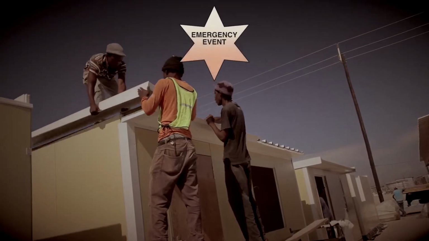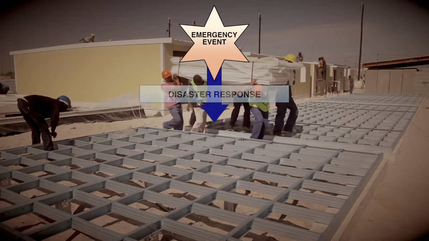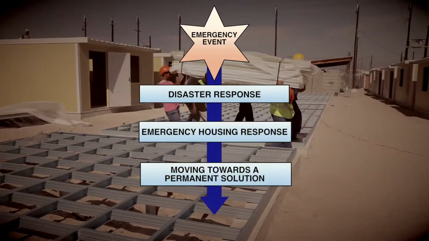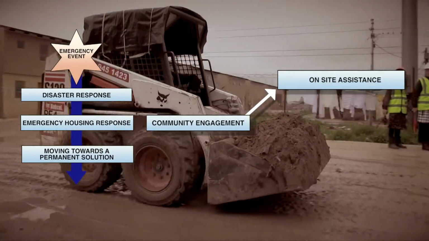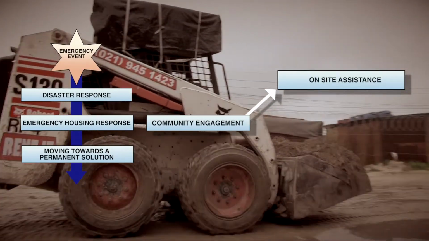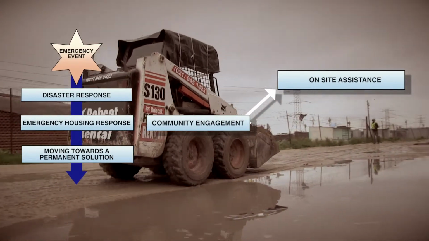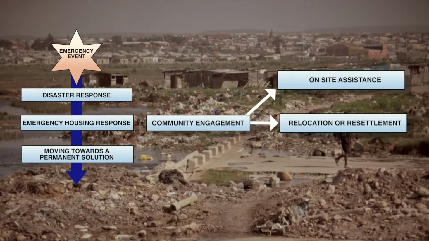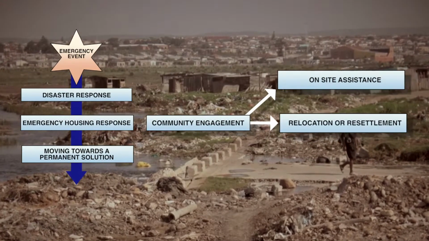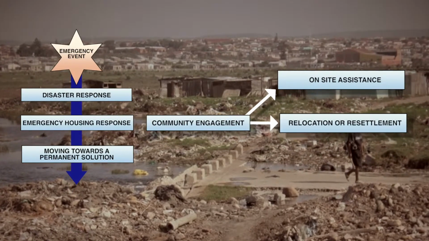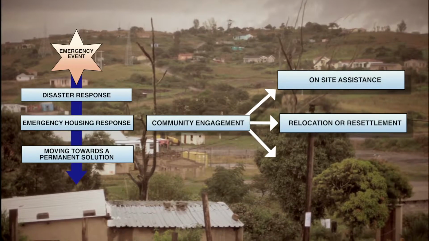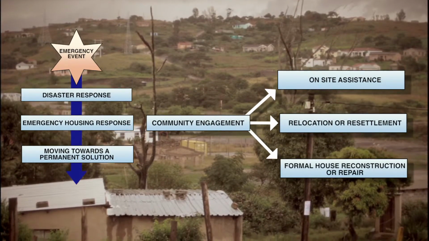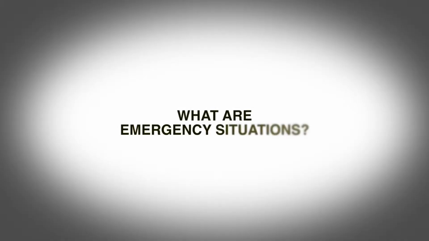There are some disasters that render people homeless, and it is in these situations that emergency housing may come into play. The program allows for on-site assistance. This is when the site is suitable for permanent development or can be made temporarily suitable. Relocation or settlement is when the site is temporarily or permanently uninhabitable. Formal housing reconstruction or rebuild is when formal housing can be repaired or rebuilt, or when resettlement to a serviced plot takes place.